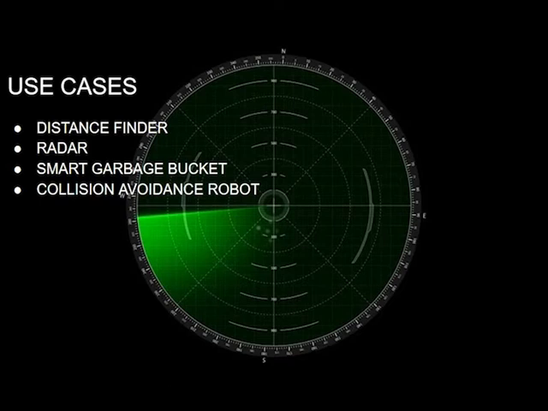Radar. Now, radar is an instrument which is used for detecting, locating, and tracking objects of various kinds at a considerable distance. The original radar uses the same principle but with radio frequency waves. We can create a radar with the help of an ultrasonic sensor.